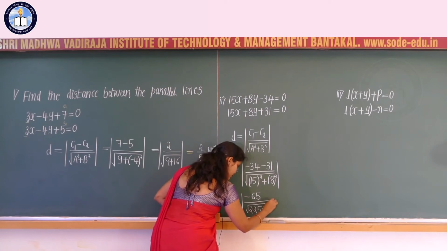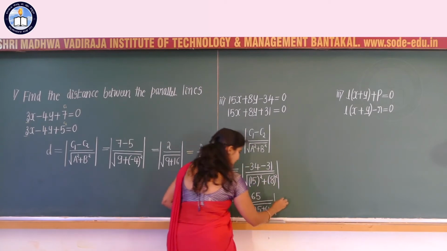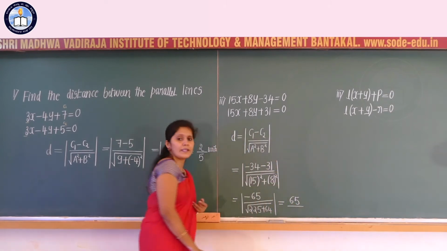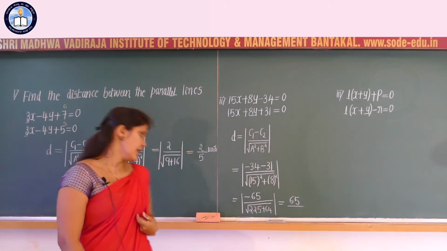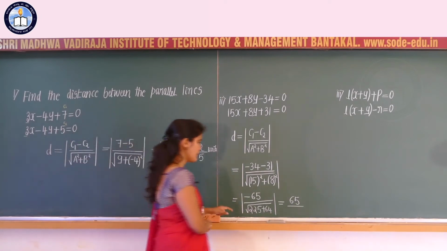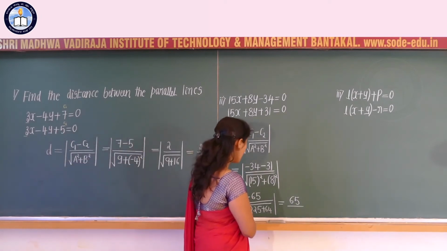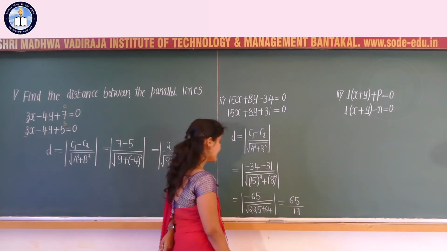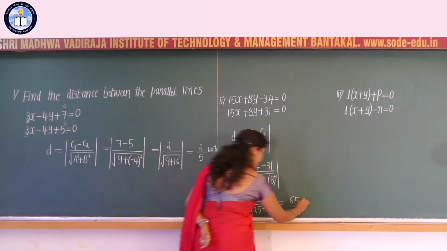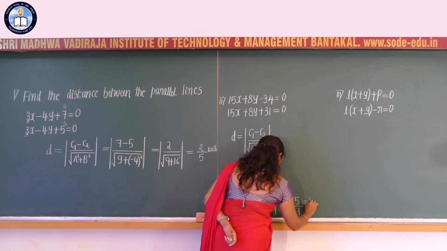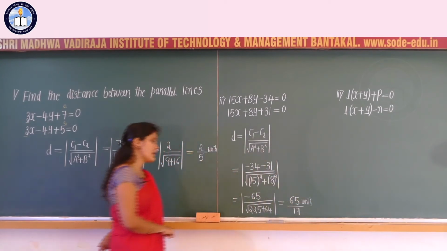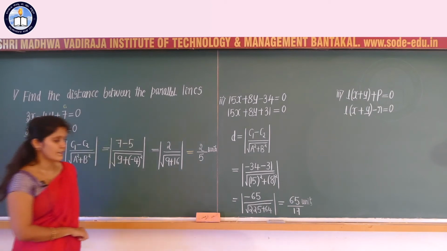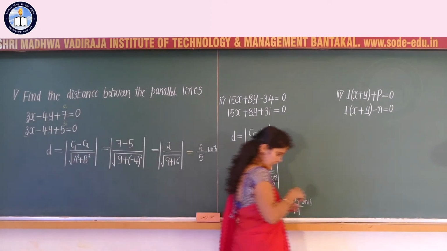plus 8 square, which is equal to 64. For the final answer, we can write it as 65 divided by the root of 225 plus 64, which is 65 divided by the root of 289, that is 17 units. So 65 divided by 17 units is the solution for the given question. Now let us consider the third one.